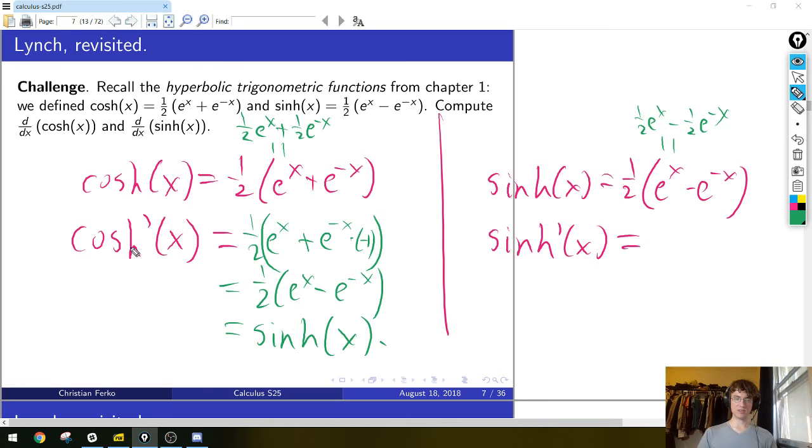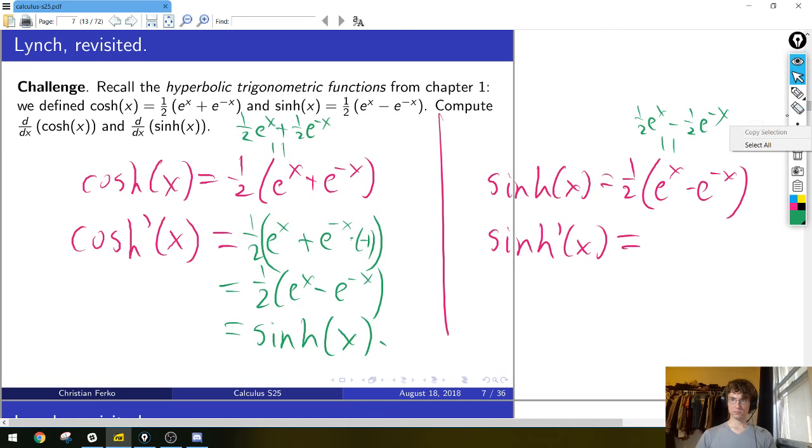Notice this is different from the ordinary trig functions. When we took the derivative of cosine, it was minus sine. But in the hyperbolic case, the derivative of the hyperbolic cosine is plus the hyperbolic sine. Good, okay. Same thing, same strategy. What happens when we differentiate sinh?